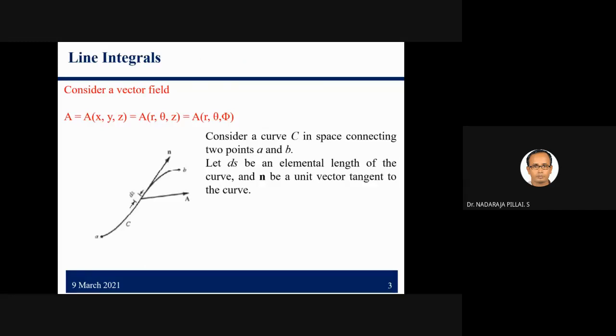So let us consider the vector field. We know that A of x, y, z and A of r, theta, z and r, theta, phi are in different coordinate systems. This is the Cartesian coordinate system, this is the cylindrical coordinate system, and this is the spherical coordinate system. So let us consider a curve C. This is the curve C from A to B. Let ds be the elemental length, and n be the unit vector which is tangent to the curve.